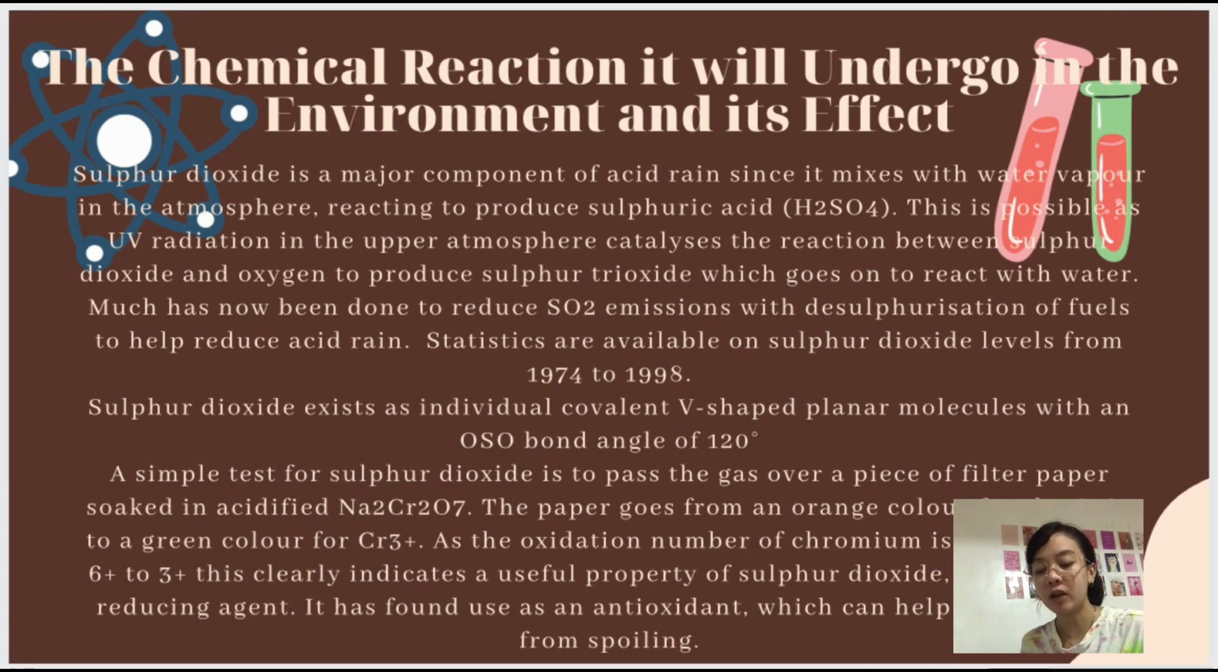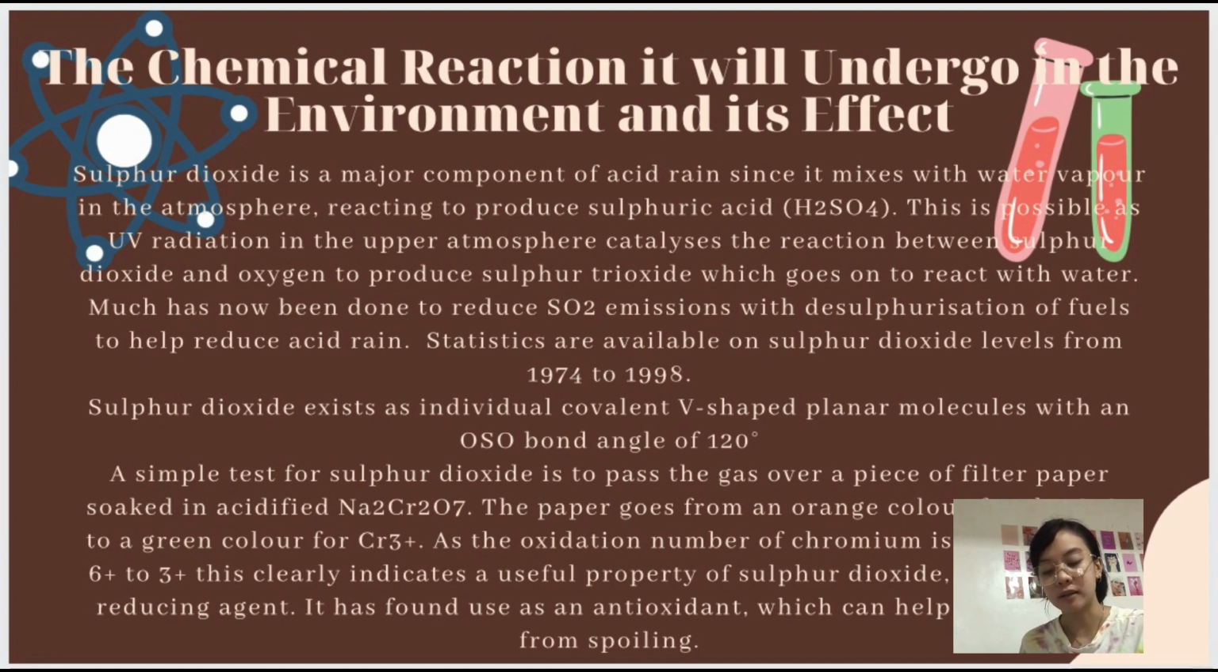So, the chemical reaction it will undergo in the environment and its effect. Sulfur dioxide is a major component of acid rain since it mixes with water vapor in the atmosphere, reacting to produce sulfuric acid. This is possible as UV radiation in the upper atmosphere catalyzes the reaction between sulfur dioxide and oxygen to produce sulfur trioxide, which goes on to react with water.